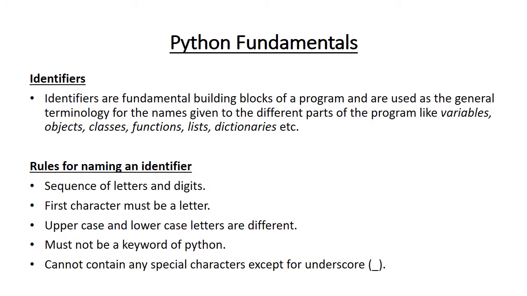Identifiers. Identifiers are fundamental building blocks of a program and are used as the general terminology for the names given to the different parts of the program, like variables, objects, classes, functions, lists, dictionaries, etc. Rules for naming an identifier. A sequence of letters and digits can be used. The first character must be a letter. Uppercase and lowercase letters are different; they are treated differently. It must not be a keyword of Python. It cannot contain any special characters except for underscore.